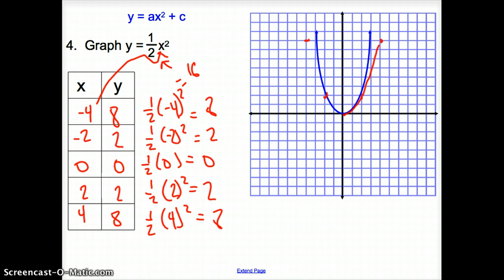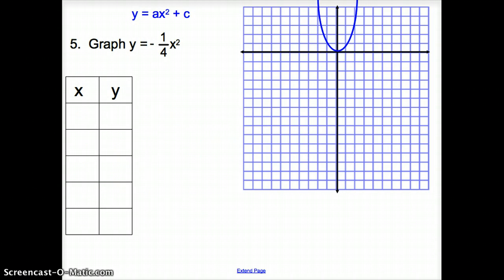And again, I'm going to try my best to connect the dots to give us a U shape. And I'm sure all of you are much better artists than I am. But again, we get a U shape. Notice what this 1/2 does to our red graph. Look at the red graph compared to our parent function, our blue graph. It is a little bit wider than the blue graph.